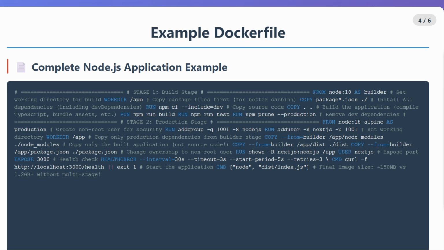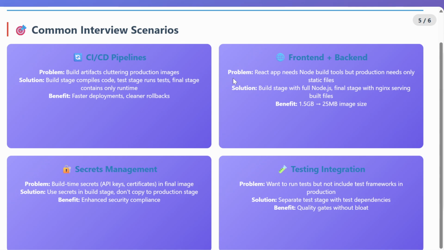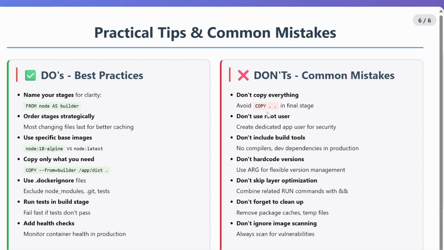It is a small example for a Node.js application. It works the same way in real time, as you can see in organizations or in your own projects also. Coming to the use cases in DevOps especially, those scenarios I will cover at the end of the video. First we'll discuss some practical tips and common mistakes.